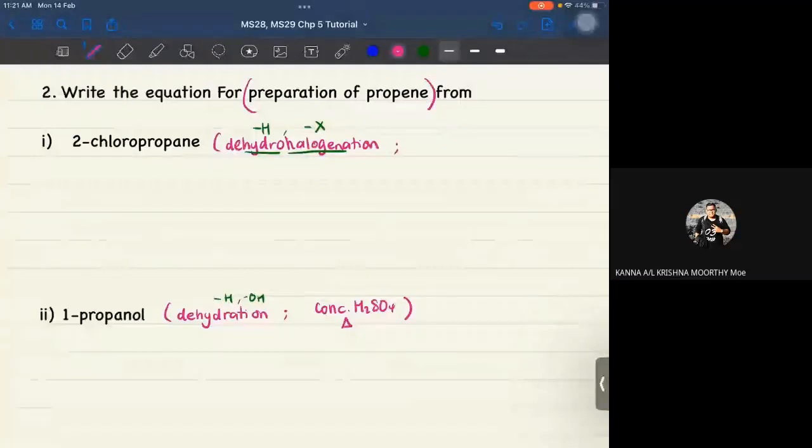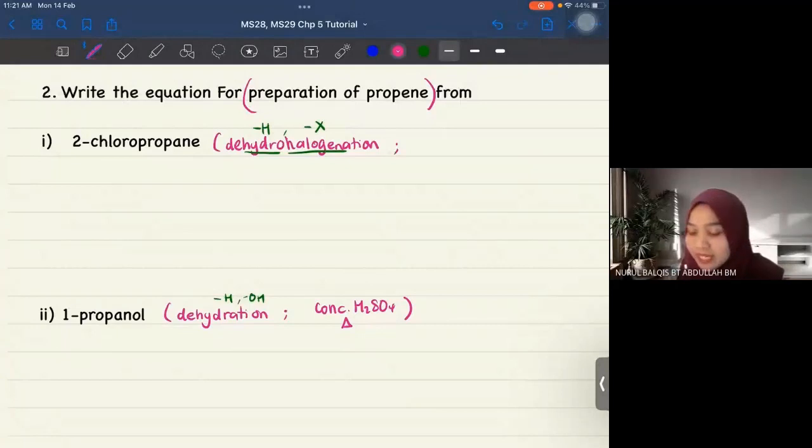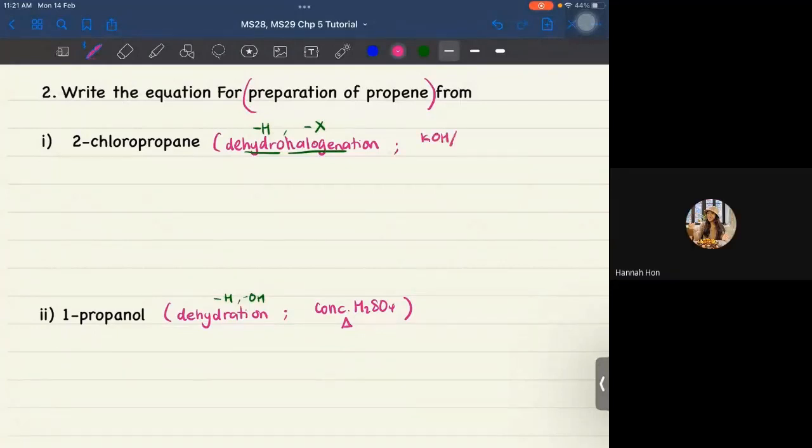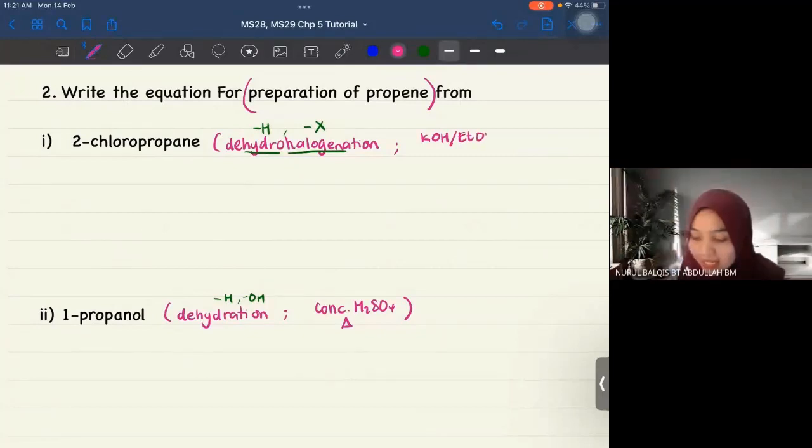Tidak. No. So kita akan guna base. So base yang kita akan guna adalah KOH in ethanol. Dia buat slash ni dia nak cakap in ethanol. Awak tak tulis slash, awak tulis in ethanol pun kita terima. In ethanol under reflux. Okay, you need to write this complete sentence like this, okay?